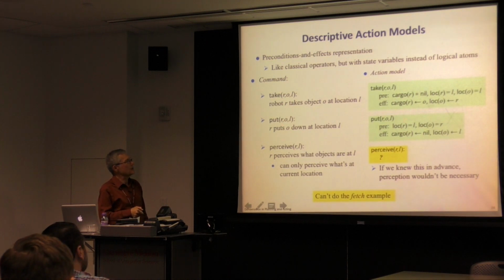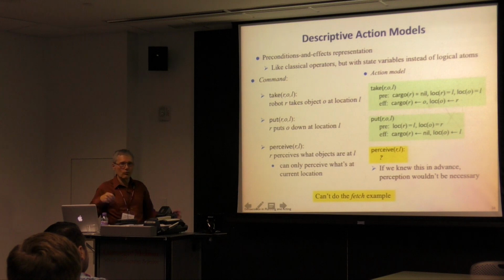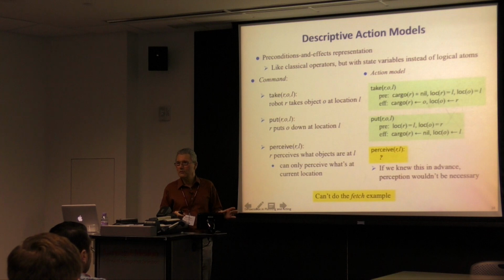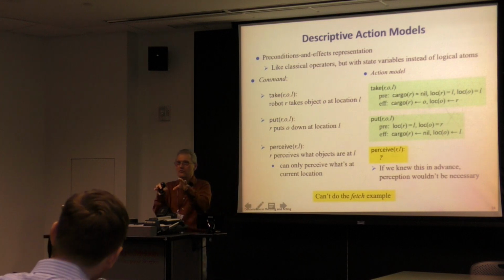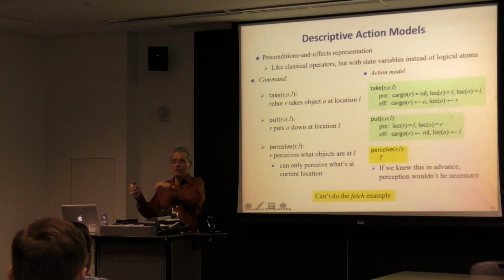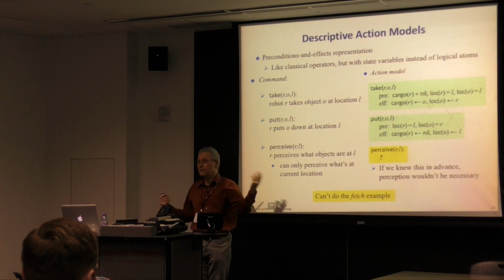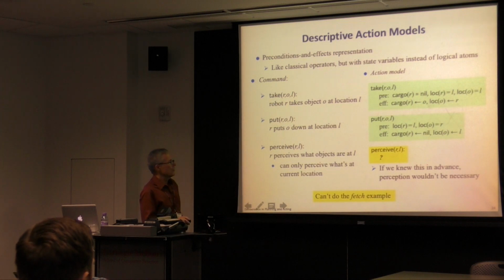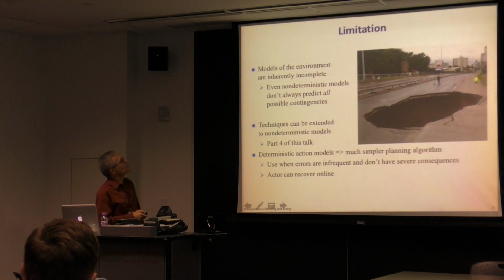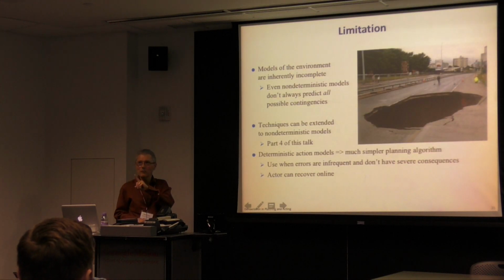Putting down is basically the inverse of that thing. Sort of the obvious preconditions and effects. Now, here's where we get into trouble. Perceiving what is at a particular location. Remember, this is supposed to predict what the action is going to do. If we knew in advance that when we perceive at location 3 that the container that we're looking for is going to be there, then we wouldn't need to do the search in the first place. We would just go directly to that location and pick up a container. Okay? So, we can't do this fetch example. As simple as it was. What I'm going to do instead, first is to talk a little bit more about why.